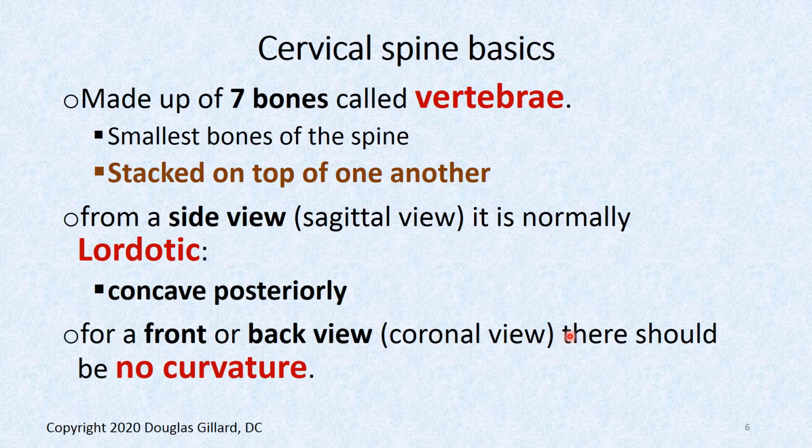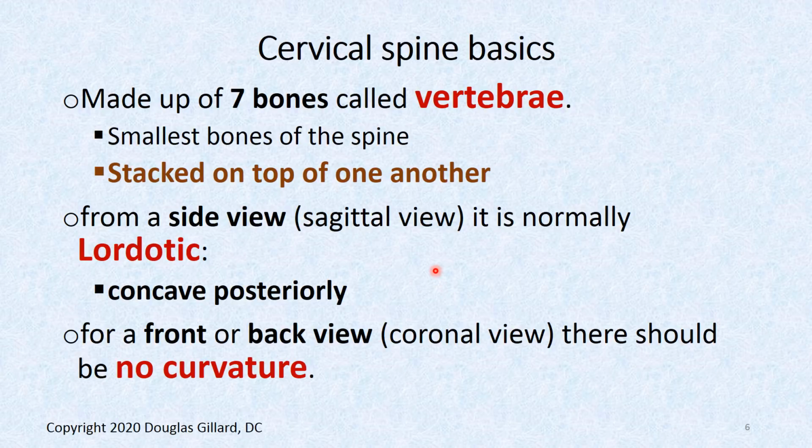All right, some basics of the cervical spine. There are 7 bones. They're called vertebrae, plural. Each bone is called a vertebra. These bones are similar to lumbar bones that we've already studied, but they're much smaller. They're also stacked on top of one another to form a tower. If you look at the side view, there should be a lordotic type curve with a concavity posteriorly. We'll look at that in a second.